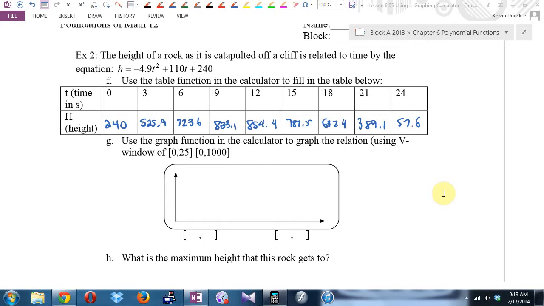Between 12 and 20, we can be more specific than that. Am I going up between 6 and 9 seconds still? Yes. Am I going up between 9 and 12 seconds still? Yes. Am I going up between 12 and 15 seconds still?